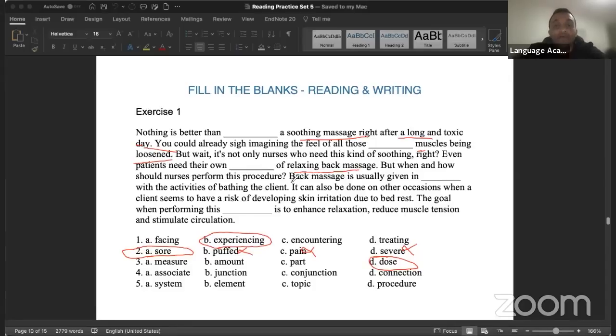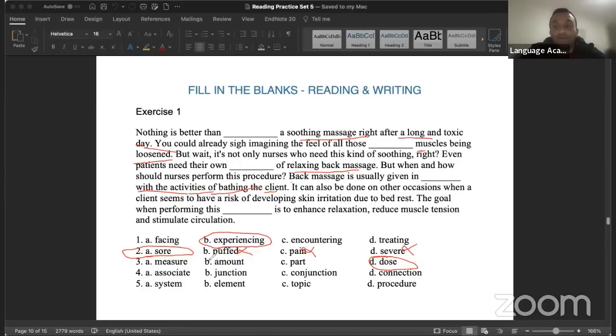Now, this one is a little bit tricky, but I would think that you should have gotten it correct. Look at that: "Back massage is usually given in dash with the activities of bathing the client."